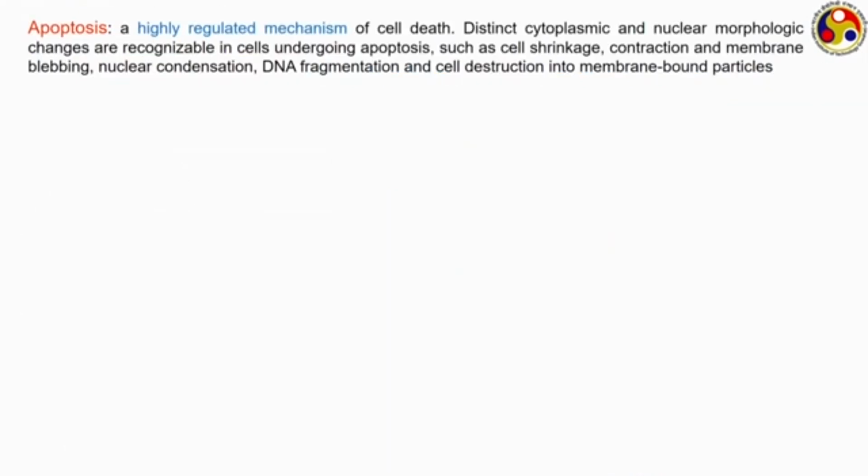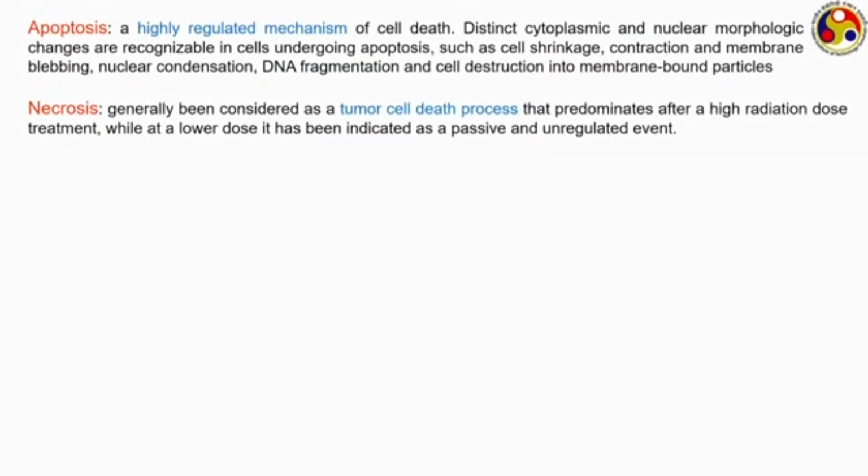Apoptosis is a highly regulated mechanism of cell death. Distinct cytoplasmic and nuclear morphological changes are recognizable in cells undergoing apoptosis, such as shrinkage of the cell, contraction and membrane blebbing, nuclear condensation, fragmentation of the DNA, and also cell destruction into membrane bound particles. So, apoptosis is the most common type of cell killing process. In fact, the body replacing an old cell with a new one also follows apoptosis, but apoptosis is the first most prominent cell killing mechanism that radiation can lead to.